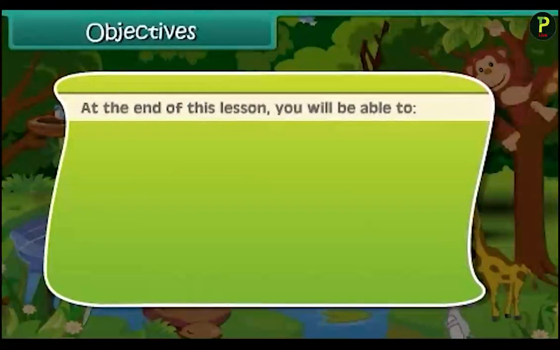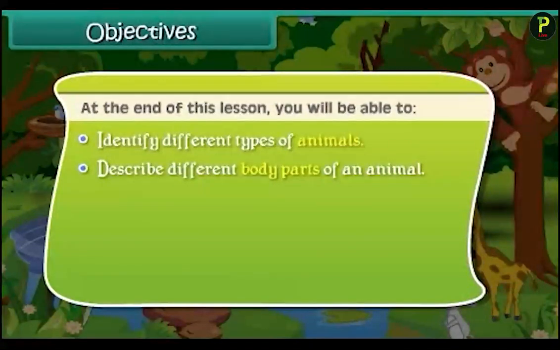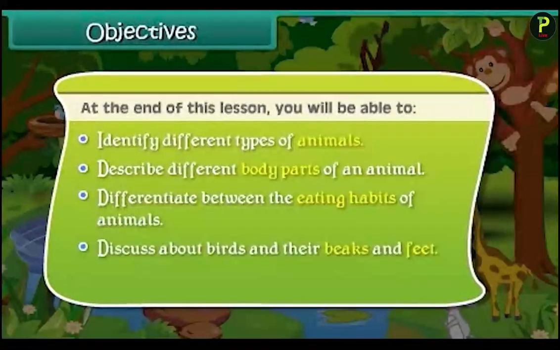Objectives. At the end of this lesson, you will be able to identify different types of animals, describe different body parts of an animal, differentiate between the eating habits of animals, discuss birds, their beaks, and their feet, and define the food chain.